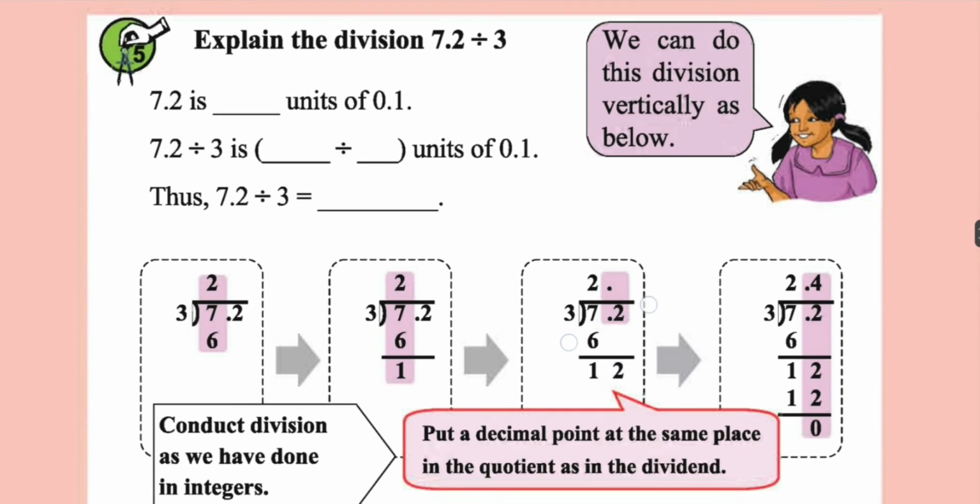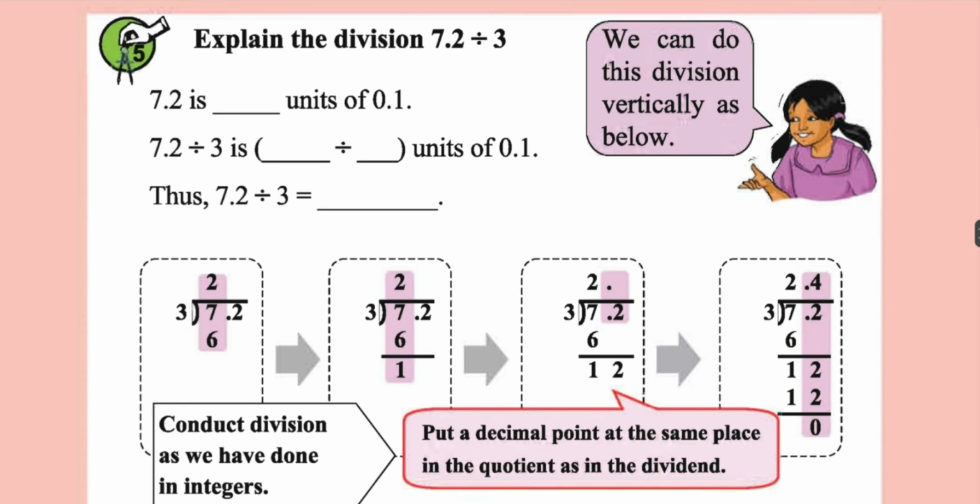Explain the division 7.2 by 3. Okay, 7.2 by 3. 3 2s are 6. 3 4s are 12. 2.4. Okay, or otherwise this method is 72 units of 0.1. 72 by 3 units of 0.1. 72 by 3 is 24. So 24 into 0.1, 2.4.